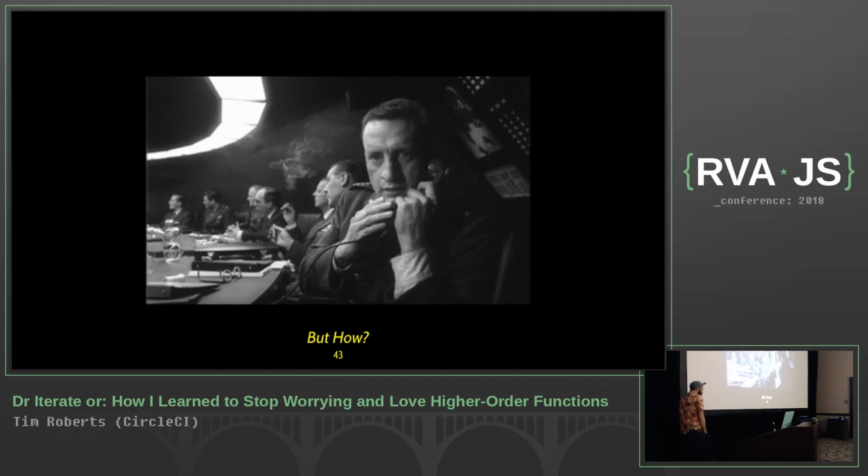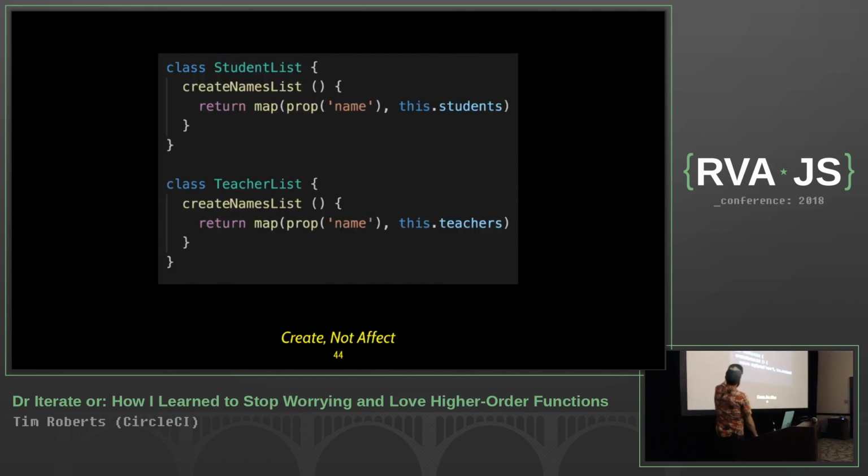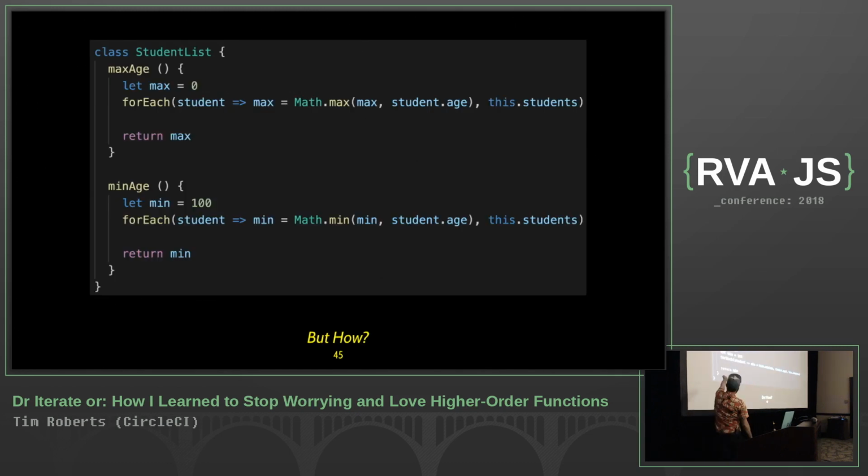But what if we didn't want to create a new list? What if instead of iterating over my list and creating a new one, I wanted to instead take my list and make it into a single value? It could be an array, it could be a number, it could be a string, it could be an object, it could be anything, right? Specifically, I want to take my students list, I want to transform it into the max age and the min age.